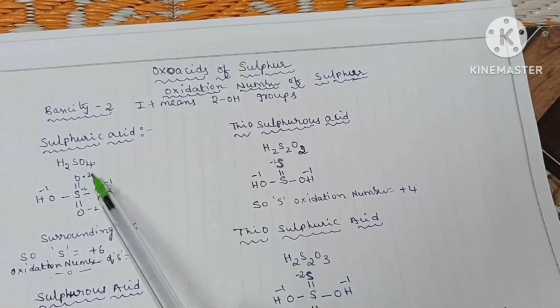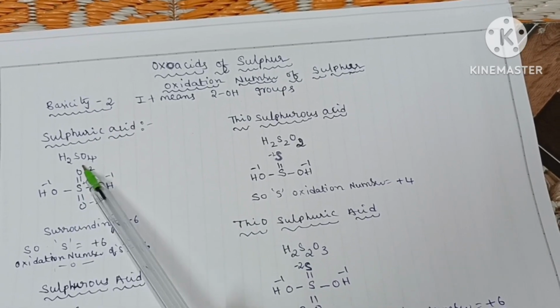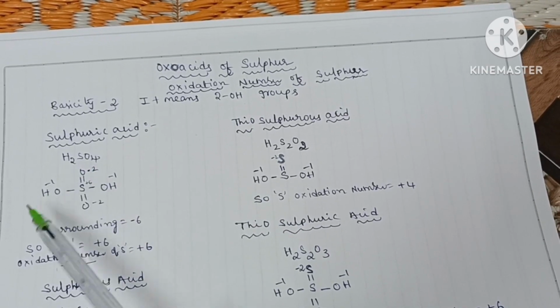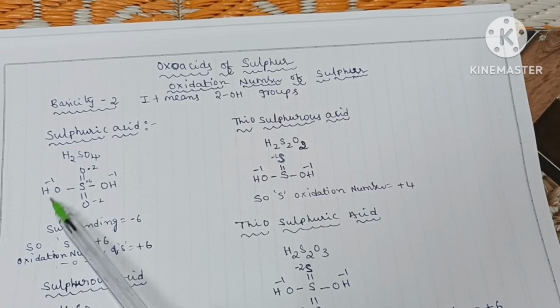After that, double bond O, again double bond O. How many oxygens are there? 4 oxygens. How many hydrogens are there? 2 hydrogens. How many sulfurs are there? 1 sulfur. Okay, the total structure is done.